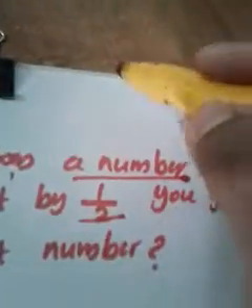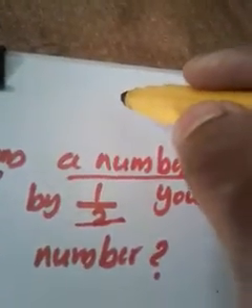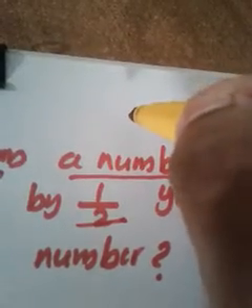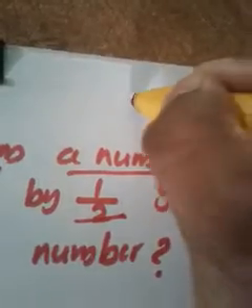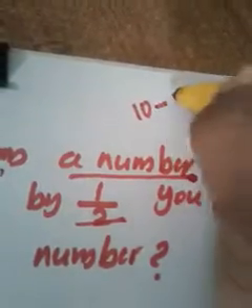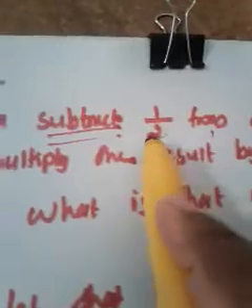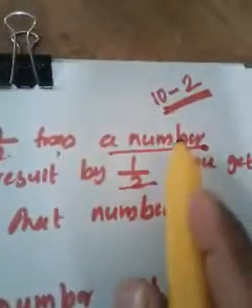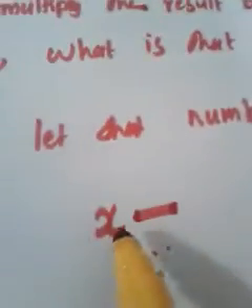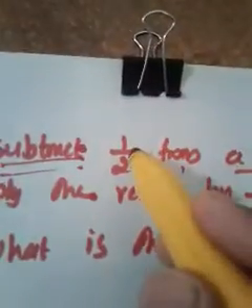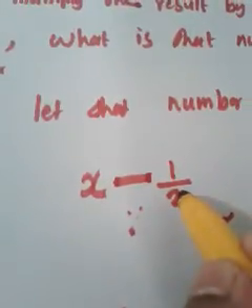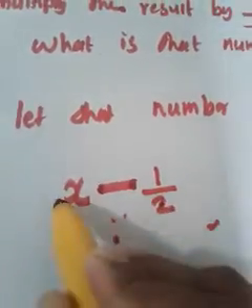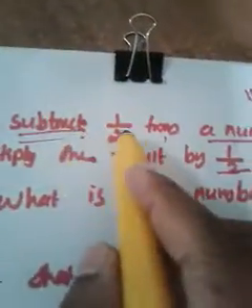Just for example, how can we write "subtract 2 from 10" mathematically? You are supposed to write 10 first, then subtraction of 2. That is the method. Just like that, when you subtract 1 by 2 from a number, that number you are supposed to write first. That number is x, no? Then the subtraction sign, minus. Then what are you going to subtract? 1 by 2. This is the rule.